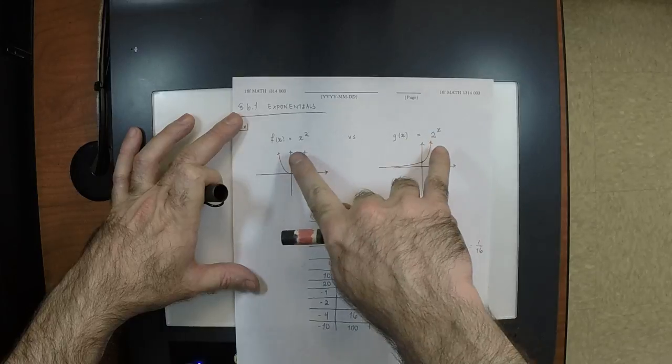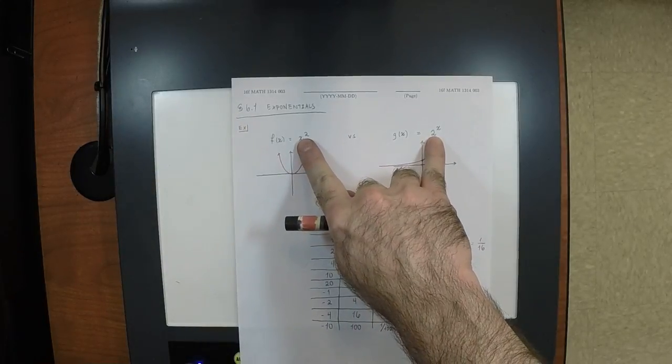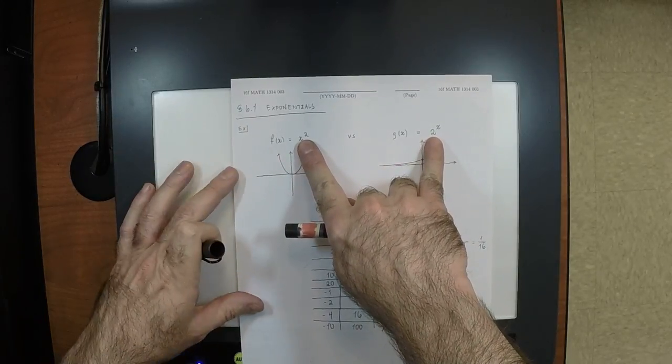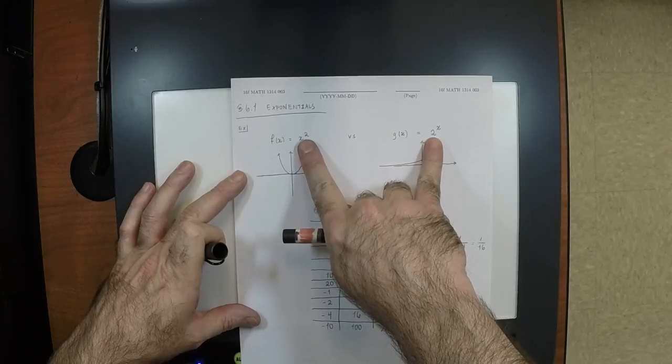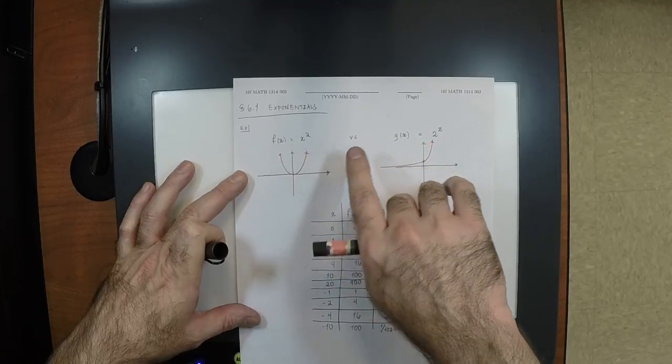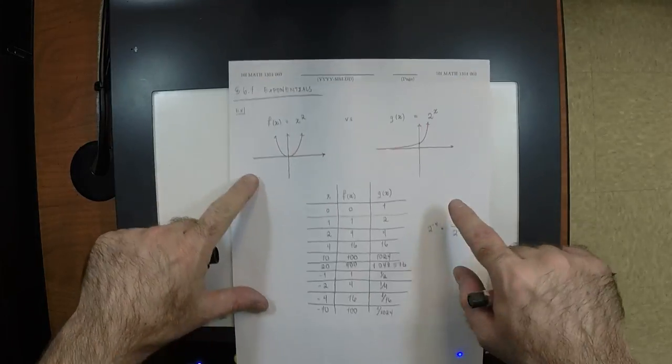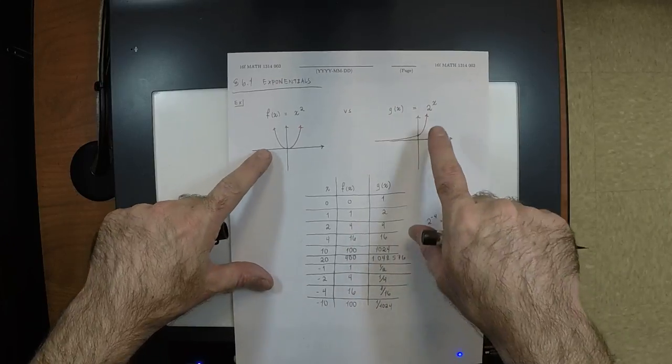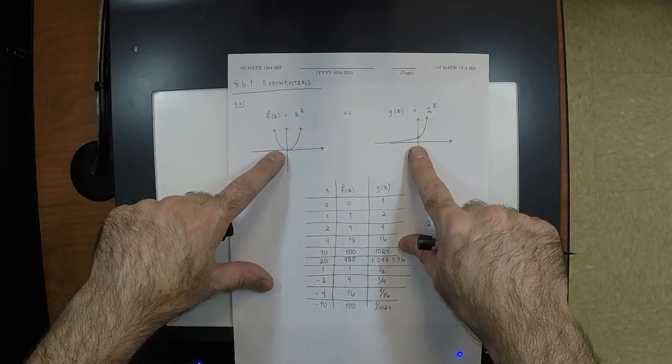So this is what an exponential function looks like. As far as the formula is concerned, visually, the formulas, to me anyway, look quite similar. x to 2 versus 2 to x. But the analytic and the geometric behavior is as different as can be.